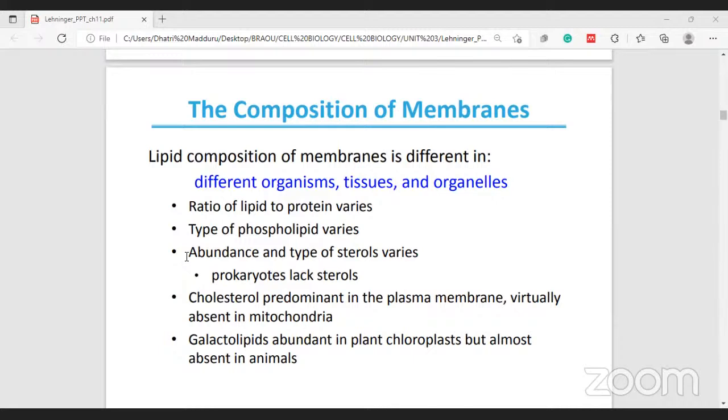Here you have cholesterol in the eukaryotic cell. But in bacterial cells, we don't find cholesterol. Cholesterol is completely absent. There we see hopanoids. They are also sterol-like molecules, but not exact sterols. So prokaryotes lack sterols. Whereas cholesterol is predominant in the plasma membrane, but it is absent in mitochondria. And in plant chloroplasts, we find galactolipids, but they are not present in animals. So such kinds of differences are seen.